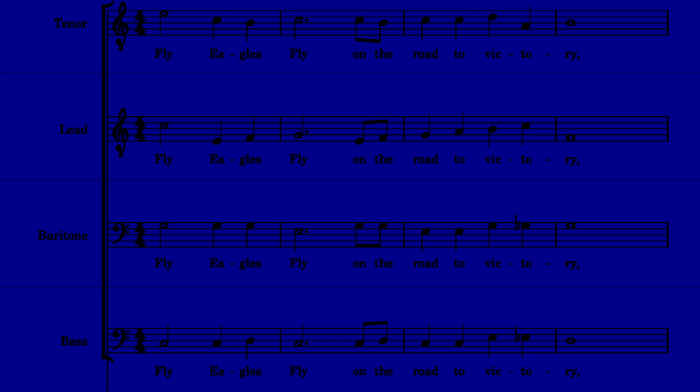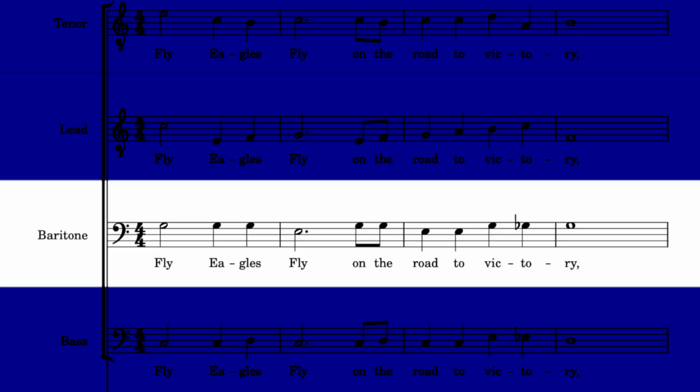Victory. You just heard the baritone part. It fills in whatever note is left in the chord after the lead, bass, and tenor are established. What is this voice part?